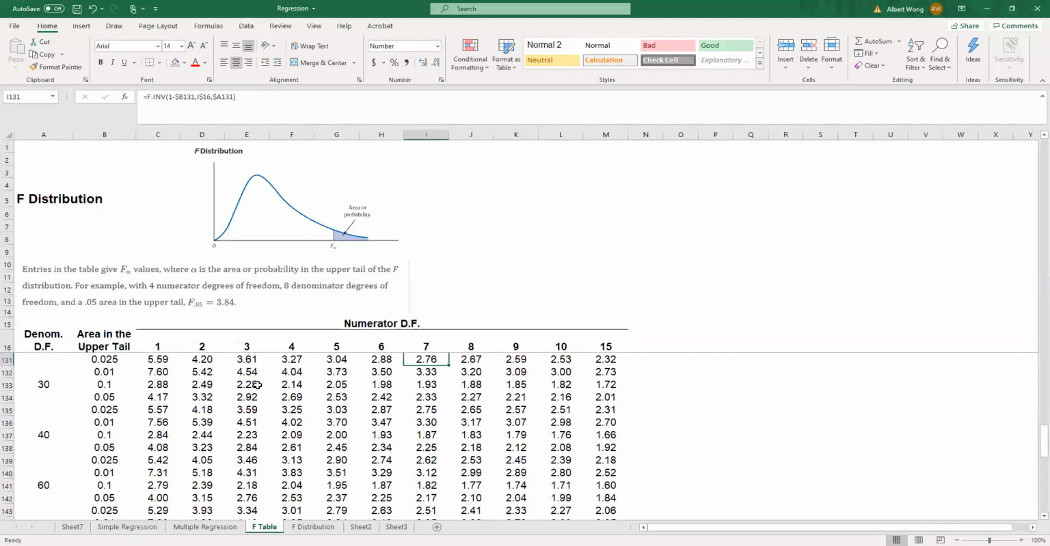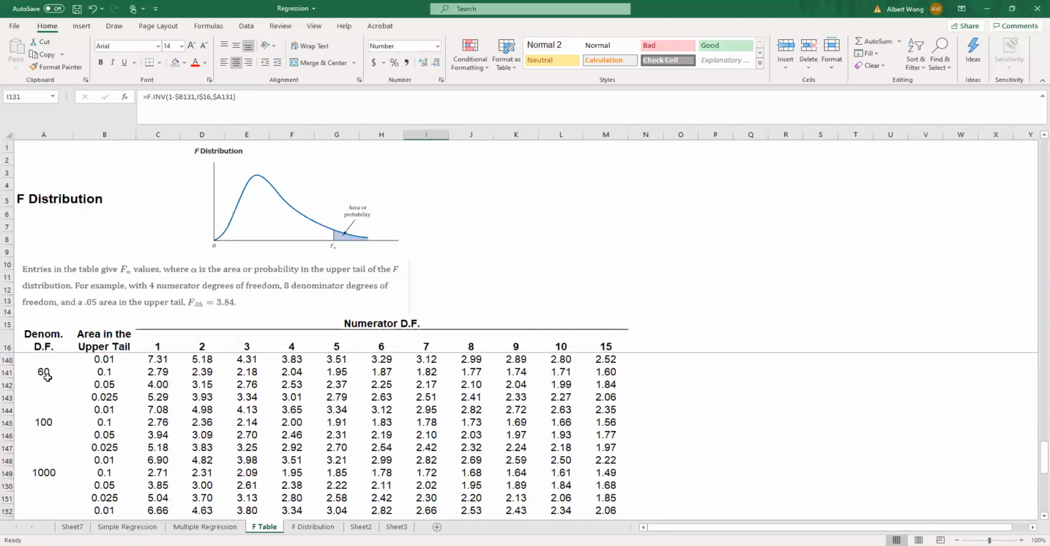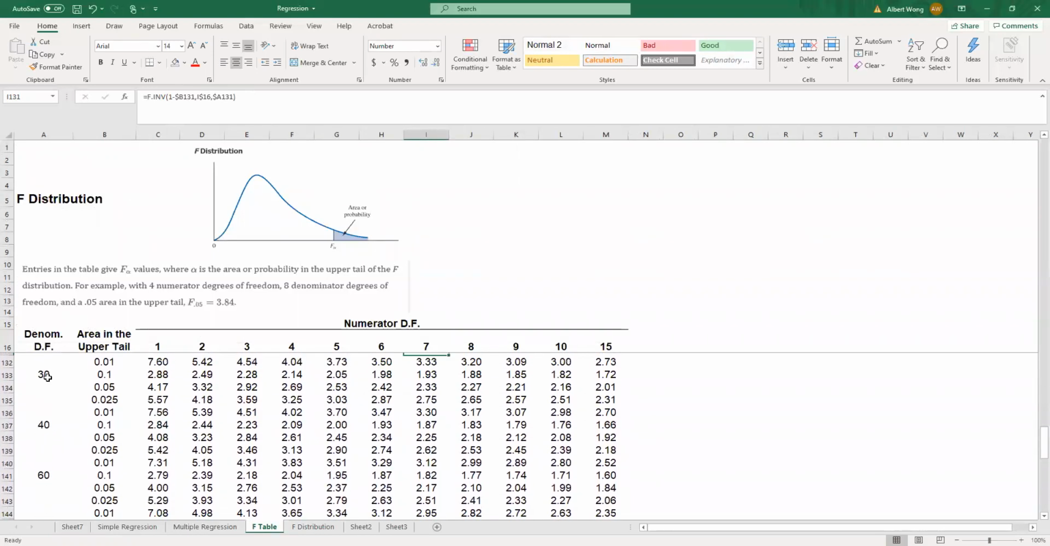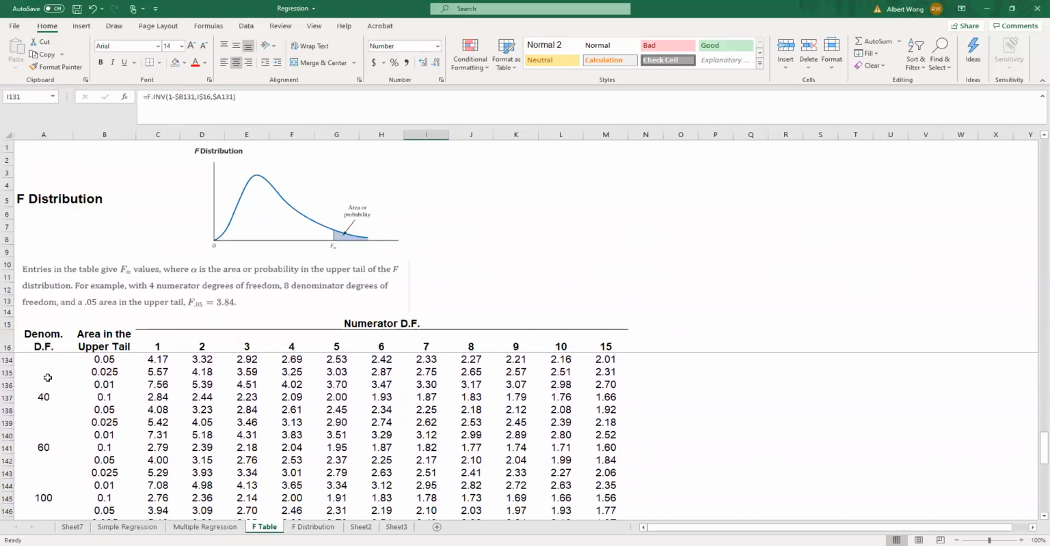So the table would be like this. You go to 1, the numerator degrees of freedom is 1, and then the denominator degrees of freedom is 59. Unfortunately, most tables will not have 59. You have 60 or 40.